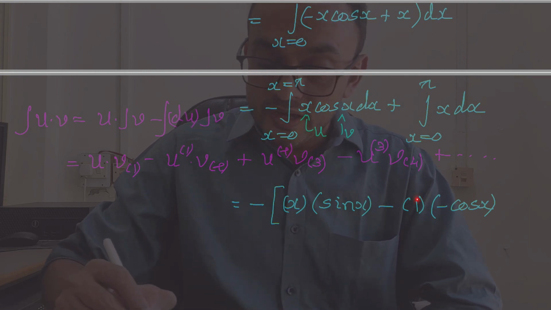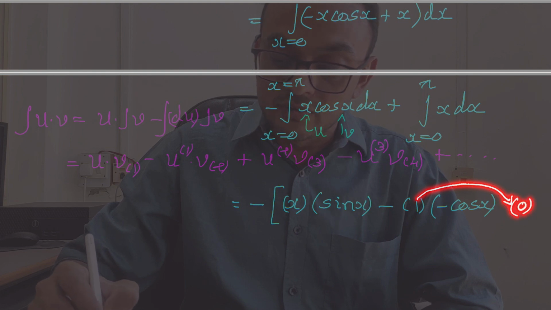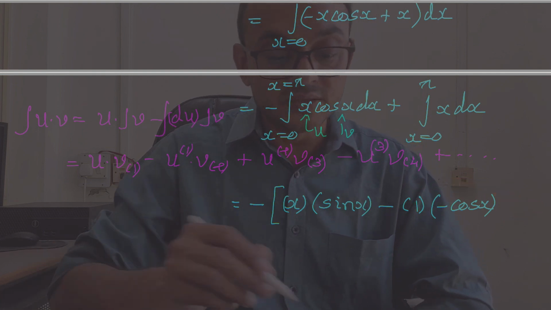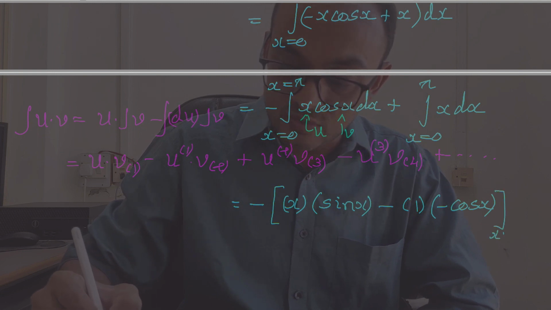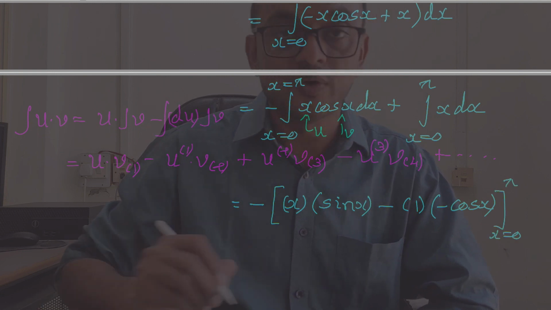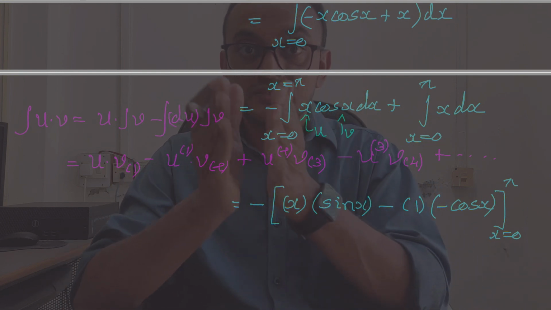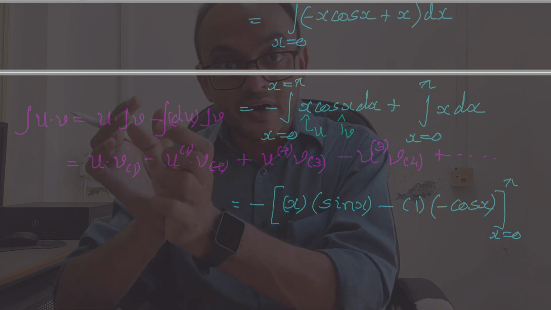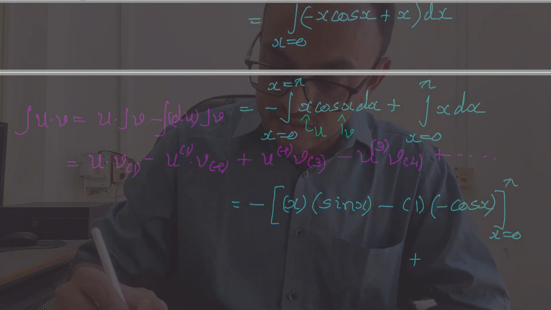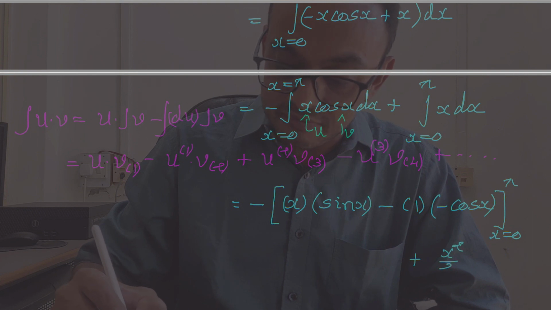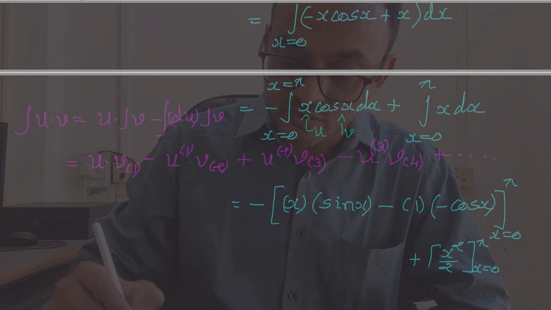But why do we differentiate this 1? It becomes 0. So 0 into anything is 0. So we just stop here. Over the limit x is equal to 0 to x is equal to pi. So this is the integration of only x cos x. Now the second part is what? x. So plus the integration of x is x square by 2 from x is equal to 0 to x is equal to pi.